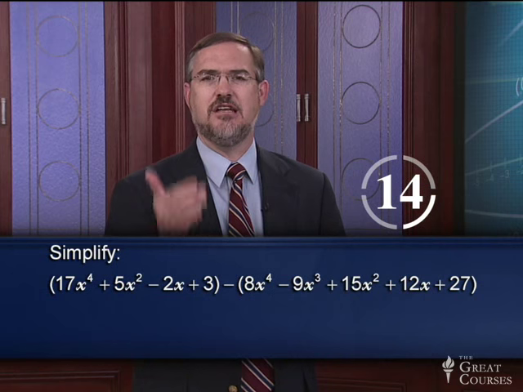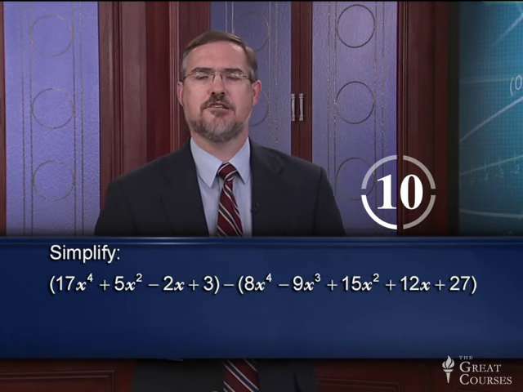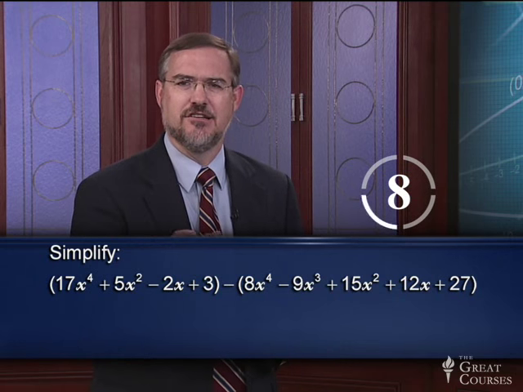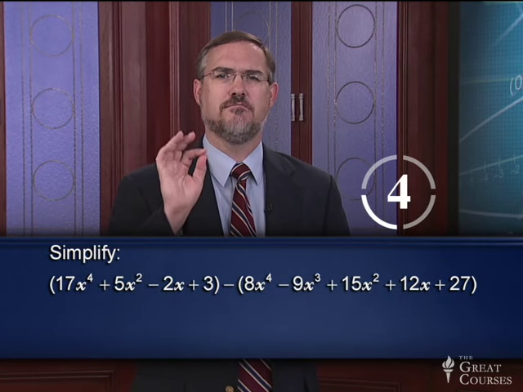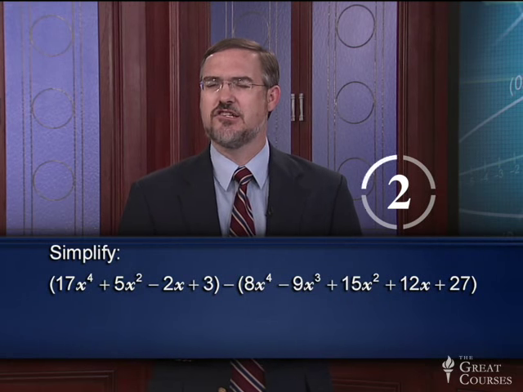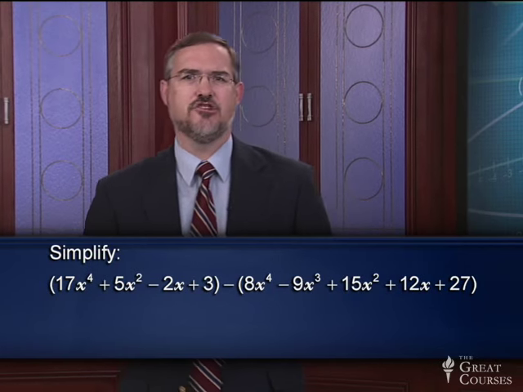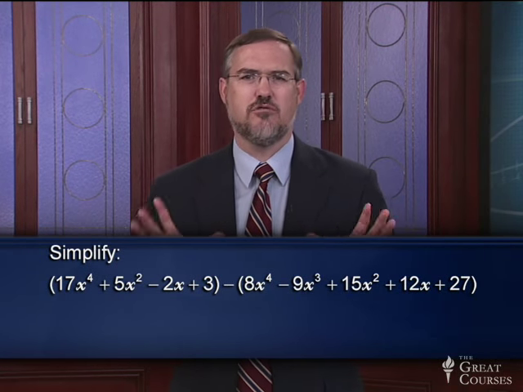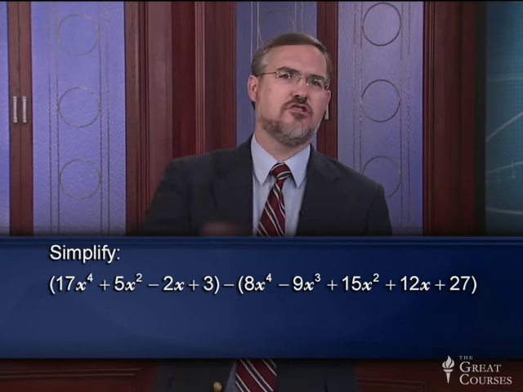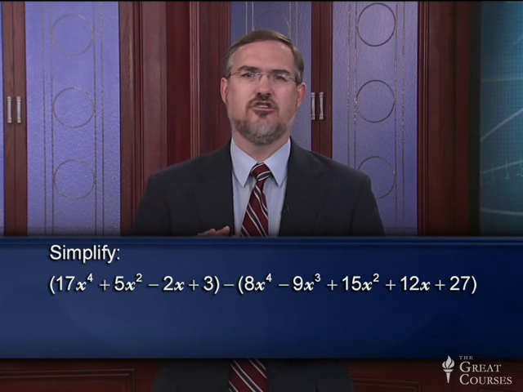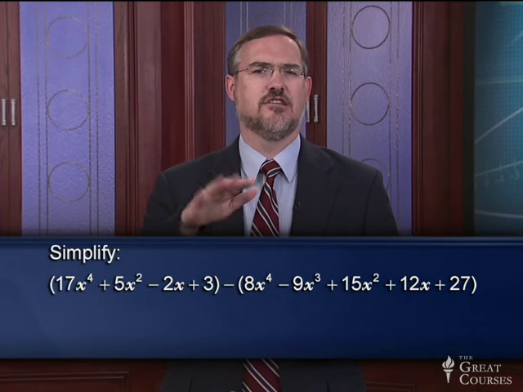Simplify 17x to the fourth plus 5x squared minus 2x plus 3 minus the polynomial 8x to the fourth minus 9x cubed plus 15x squared plus 12x plus 27. Okay, we have to be careful when we distribute that minus sign that's in between the two polynomials. So my first suggestion would be to just do the distribution first. So just take that minus sign and drive it through the second polynomial.